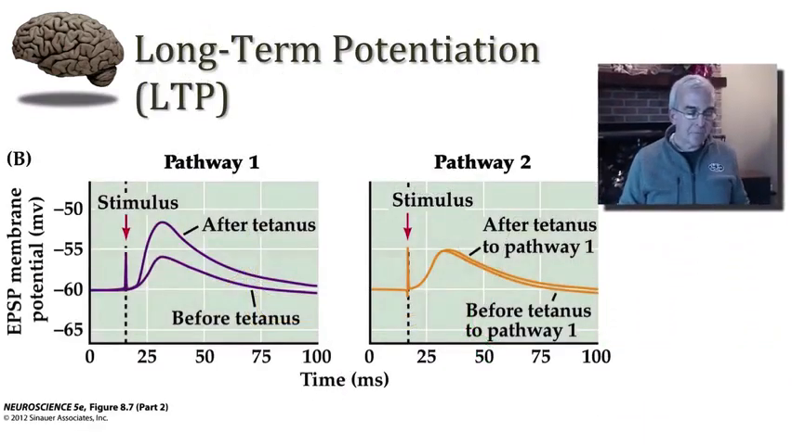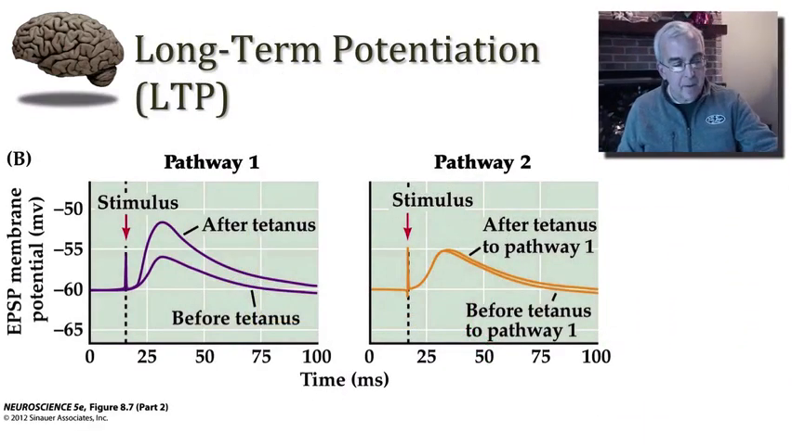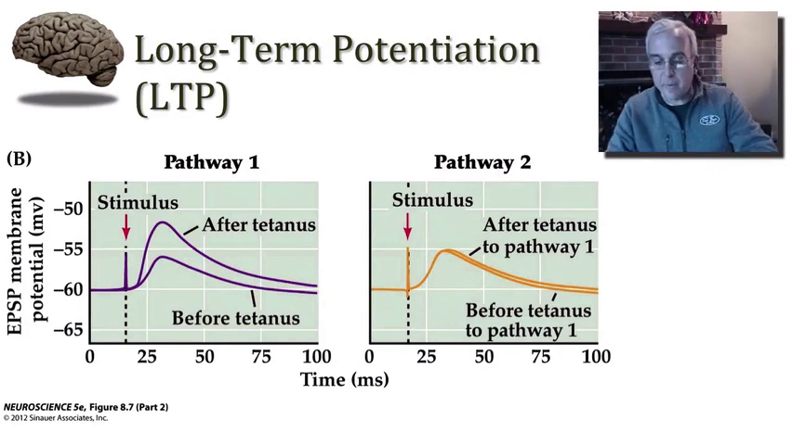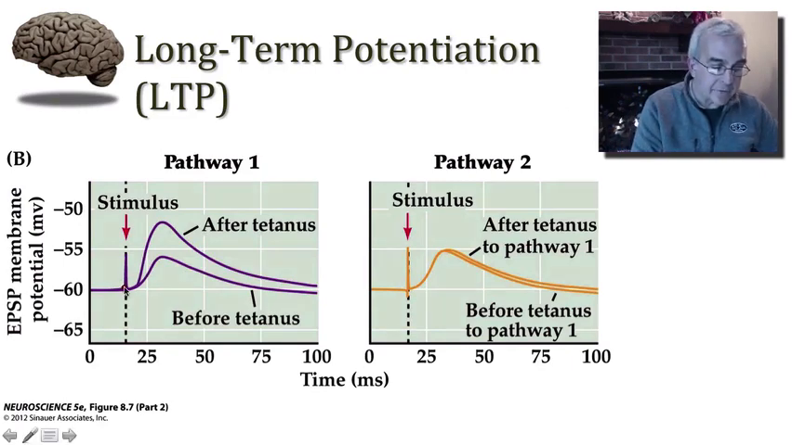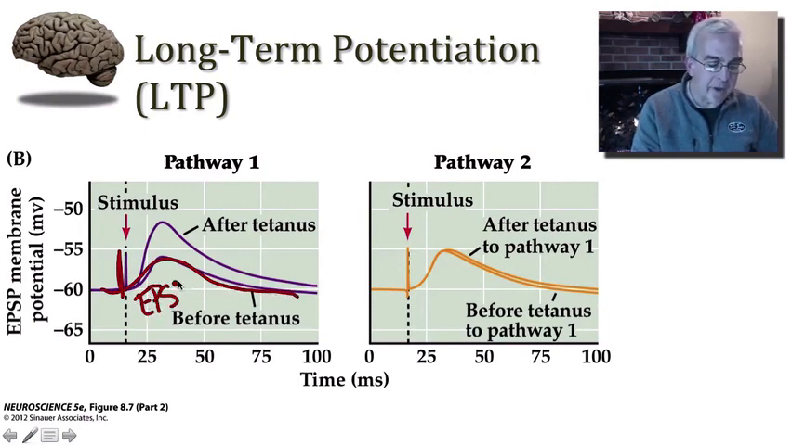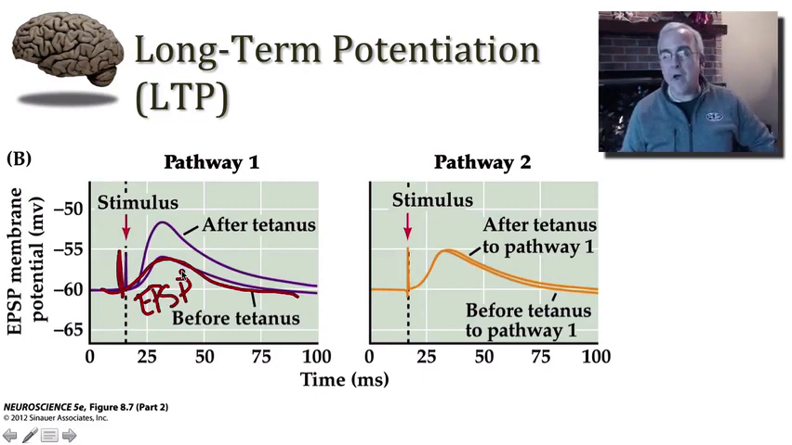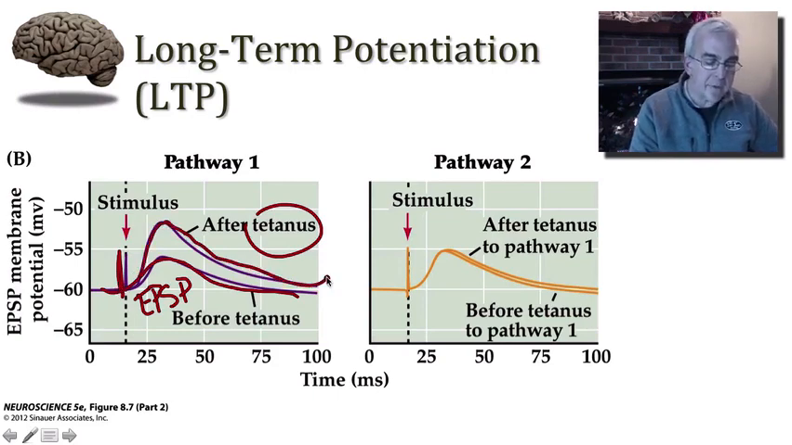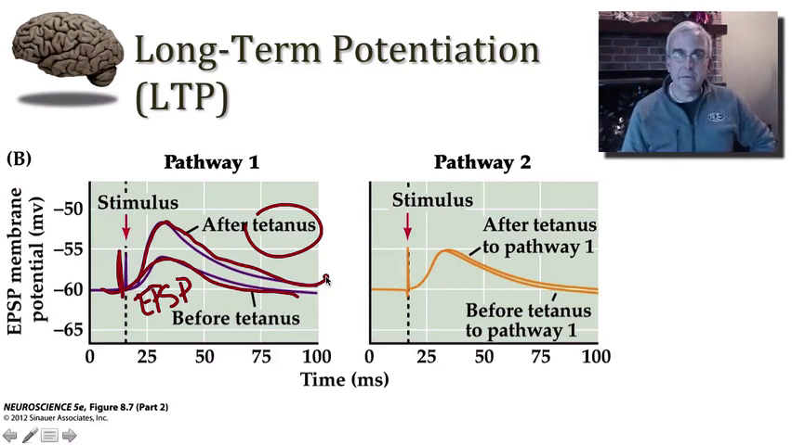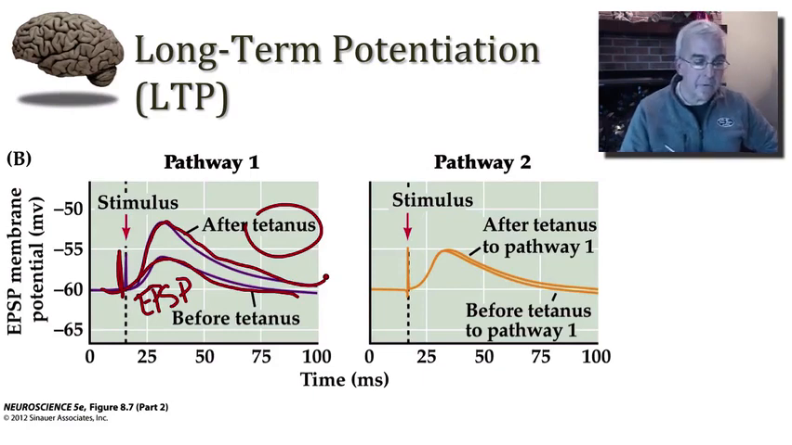And the results are shown here. So pathway 1 is the pathway that received the tetanic stimulation. So before the tetanus, a single electrical shock gave rise to a particular excitatory postsynaptic potential of a particular amplitude and a particular rate of rise. But then after this tetanus, look at what happened. The excitatory postsynaptic potential in the same pathway in response to a single shock is about doubled in amplitude. So this is long-term potentiation.